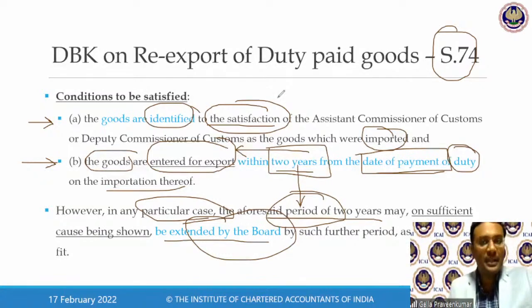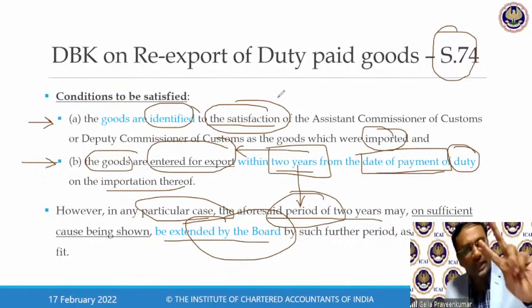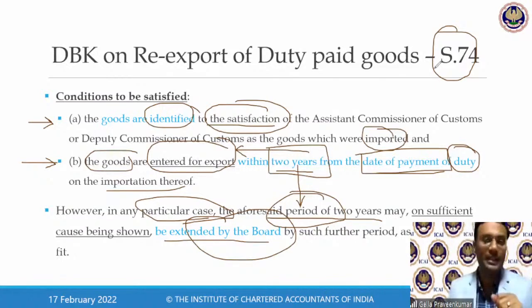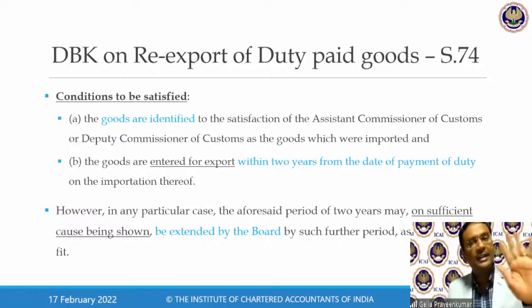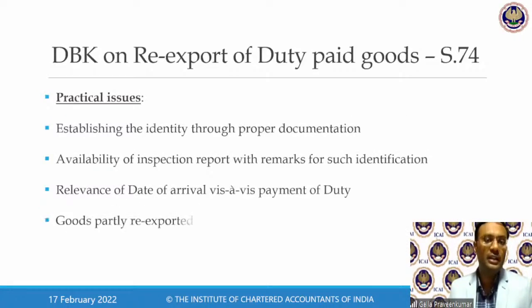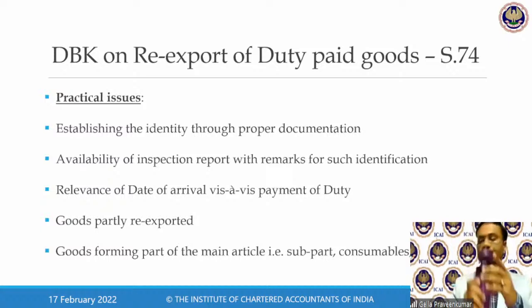So as of now, 2 conditions are there. Very simple conditions. First condition, I have to establish the identity. Second condition, the goods which have been imported should be exported within a period of 2 years. How? From the date of payment. So far, so good. I've understood everything. What else do I have to do in relation to these exports?